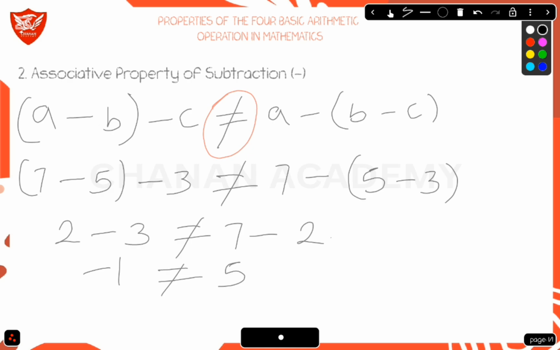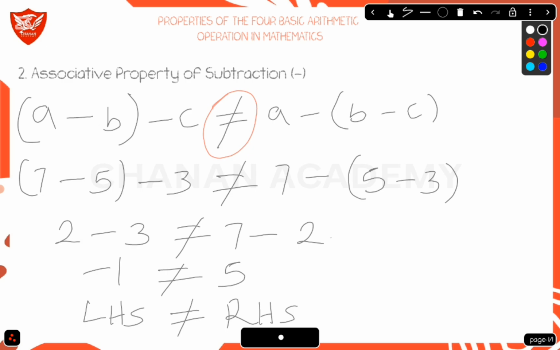Alright, so with this we know that subtraction is not associative, because the left hand side is not equal to the right hand side. Alright, I hope you understand.